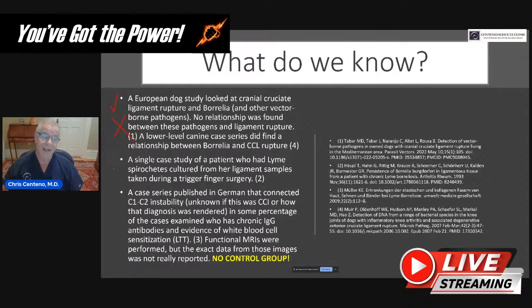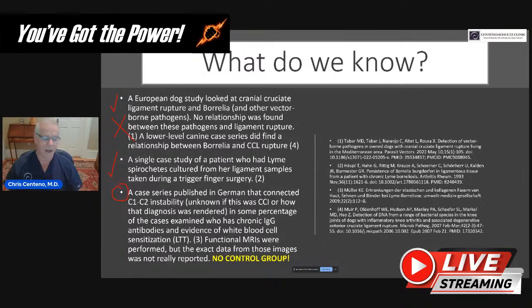We have a single case study, which doesn't mean a lot, where they were able to culture some Lyme spirochetes from the ligament samples they took during a trigger finger release surgery, but that's just a single patient. And then this is an interesting one because we have a case series of about 60 patients where they looked at IgG antibodies or chronic antibodies.